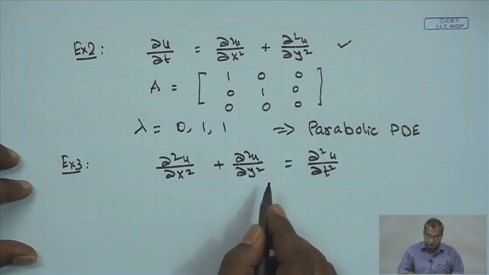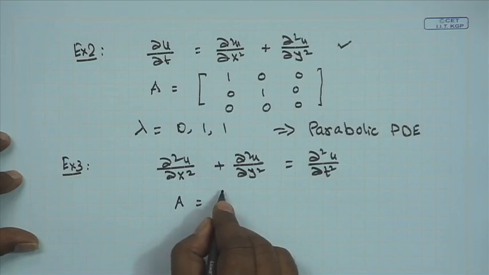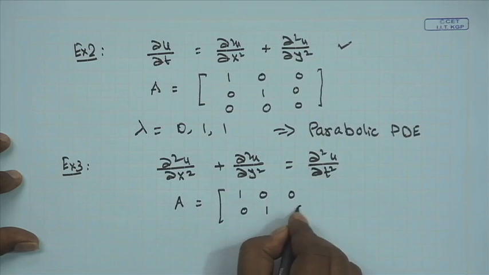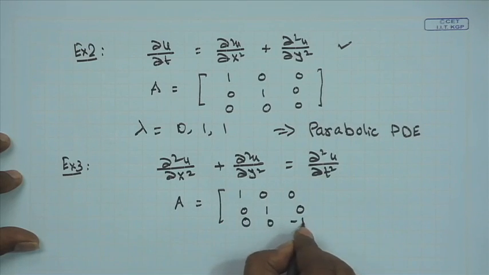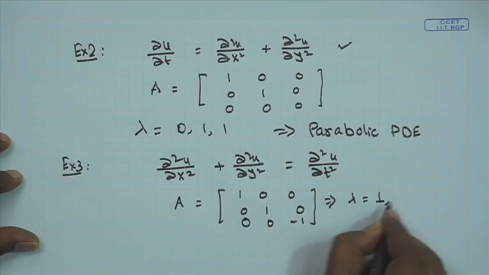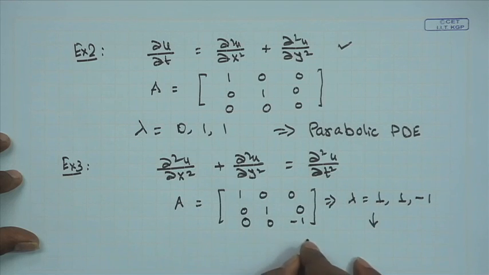So, in this equation again we have to recast in the form that we have already discussed, that we take all the second order terms on the left hand side, the rest of the terms on the right hand side, and then if we formulate the coefficient matrix, the coefficient matrix becomes 1 0 0, 0 1 0, 0 0 minus 1. So, now the eigenvalues will be 1, 1 and minus 1. So, we have landed on a hyperbolic partial differential equation.